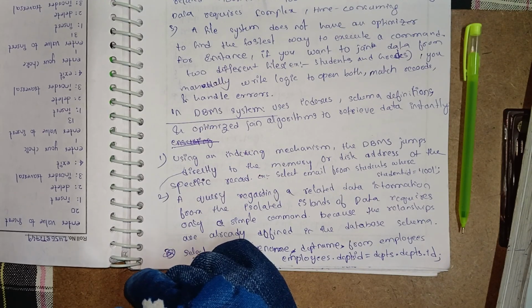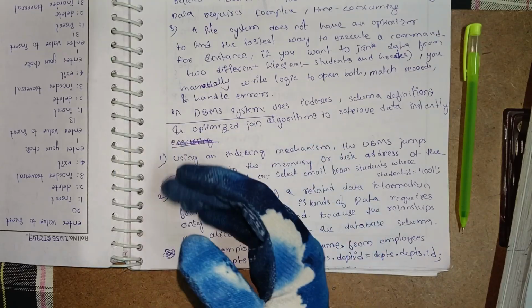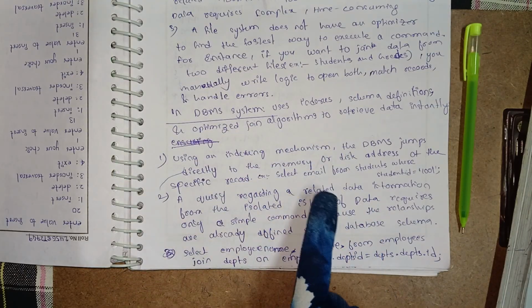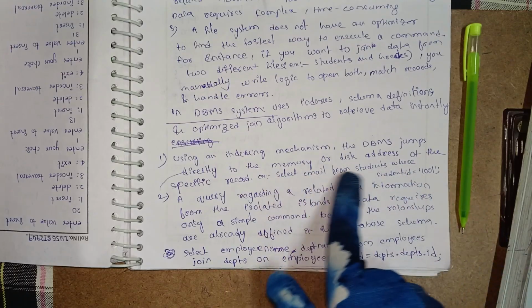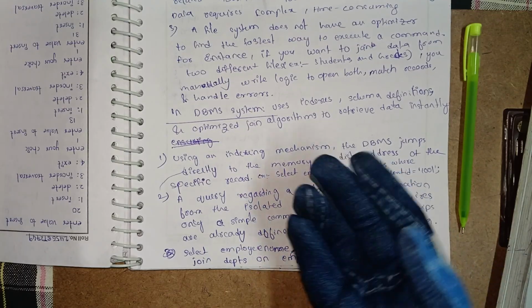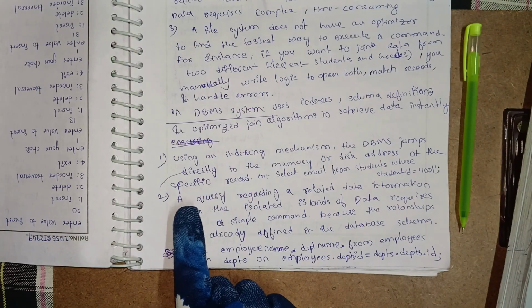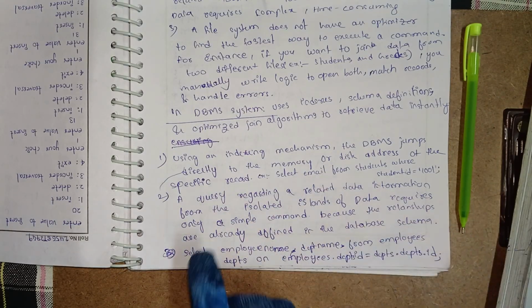So in a file system what we need, we have to search from top to bottom for this email. But by just writing this command, we can access it. Okay, we can access the related data.